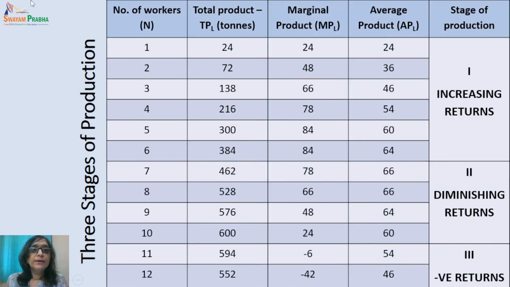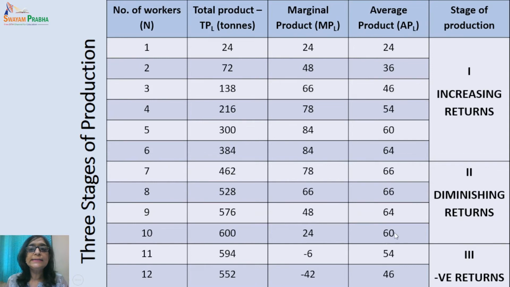Now, as we have just seen in the definition, let us see the three stages of production in a tabular form. What we have done is, we have taken the number of workers. If you see the first column, the number of workers is changing. Then total product, that is the total amount of production being done by the labor. Then we have marginal product and average product. Marginal product is the change in the total product when you employ one more labor. Average product is total product divided by the number of workers.